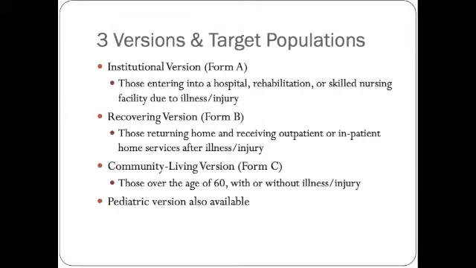There are three versions of the activity card sort. The institutional version is for use with those entering into a hospital, rehabilitation, or skilled nursing facility due to illness or injury. The recovery version is for those returning home and receiving outpatient or inpatient home services after an illness or injury. The community living version is for adults over the age of 60 with or without an illness or injury. We will be using the community living version in this video.